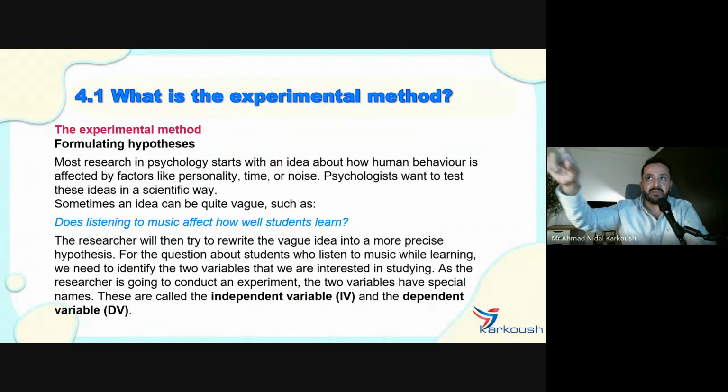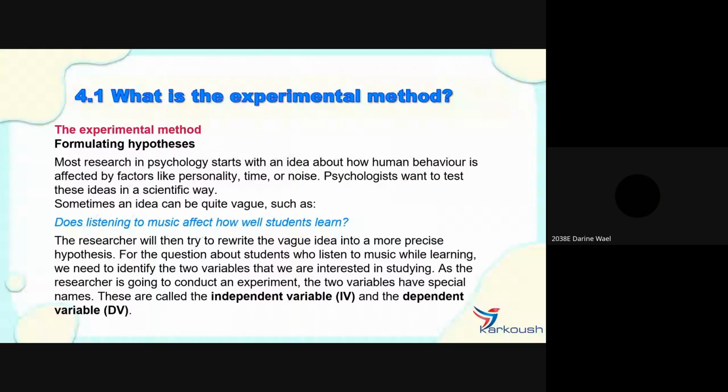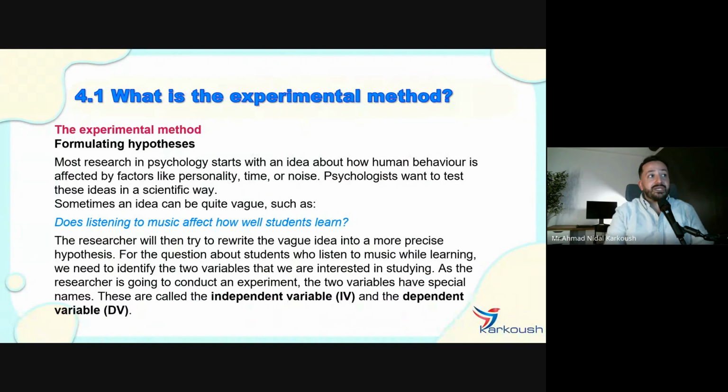Okay, let's wait, Mariam Ayman. Let's give this to Dareen a second. Dareen, go for it. Listening to music affects how well students learn. Very good. Thank you so much.